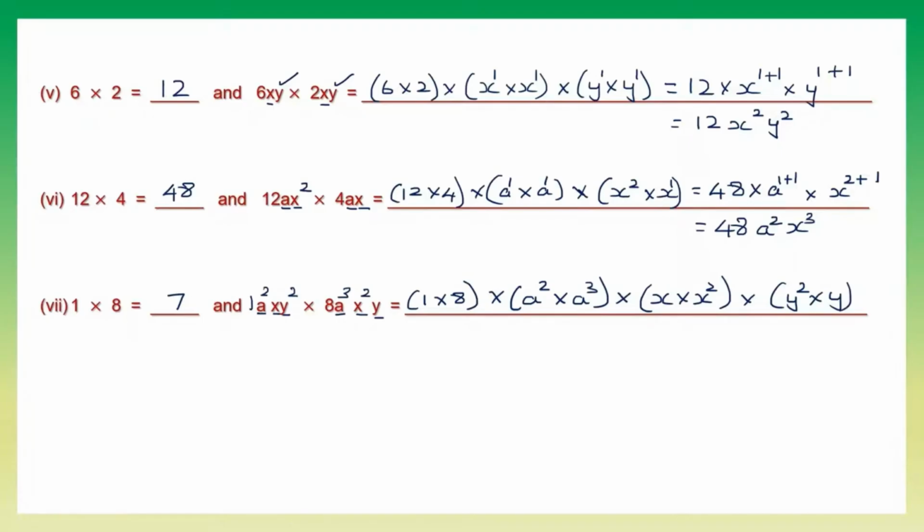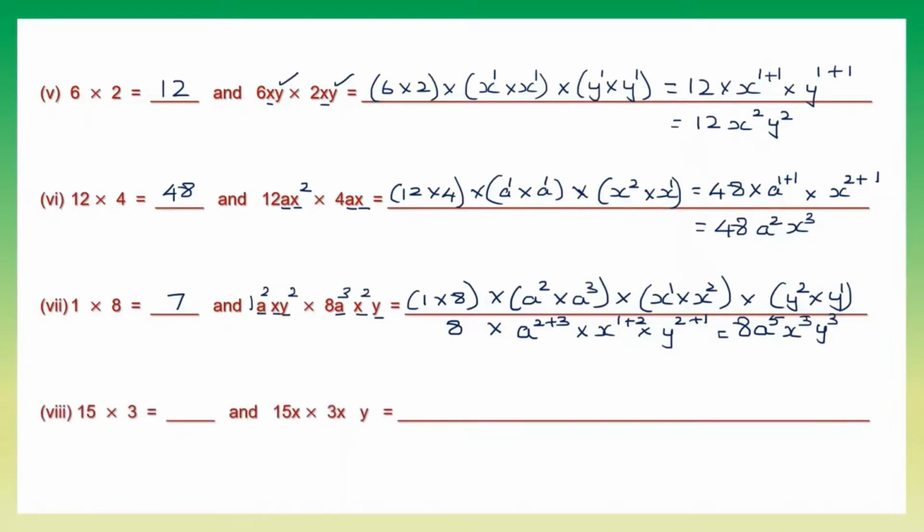So now let's see, 1 8s are 8 into, this will be a to the power of 2 plus 3 into x to the power of, this is 1, 1 plus 2 into y to the power of 2 plus 1. So that will be 8 a to the power of 5, x to the power of 3, and y to the power of 3. So this is our answer. 8, a to the power of 5, x to the power of 3, and y to the power of 3.